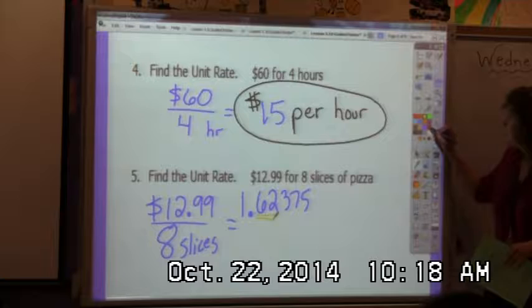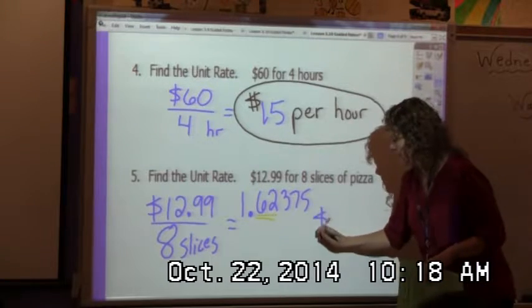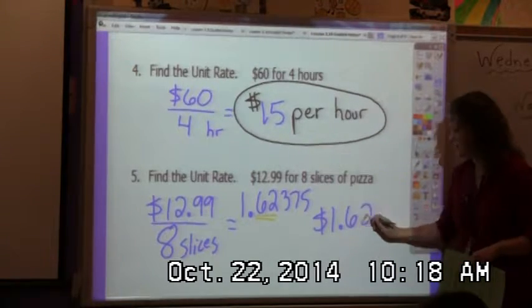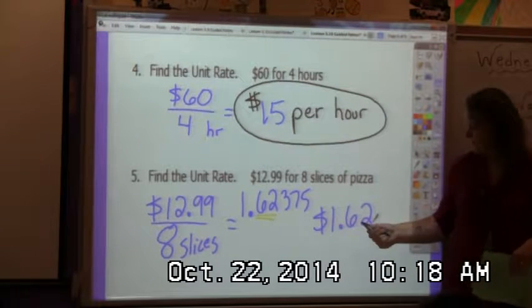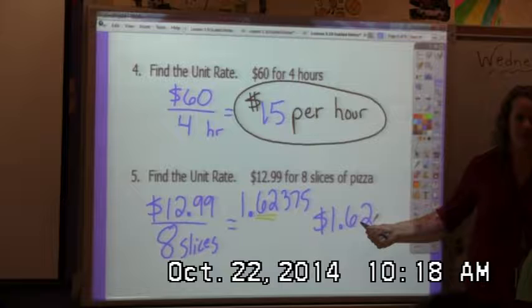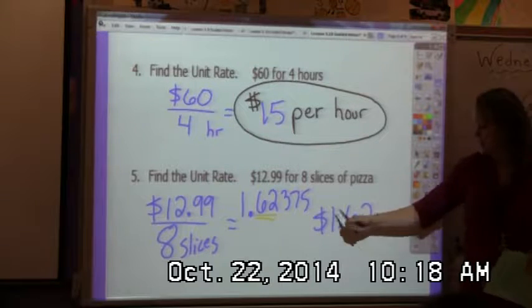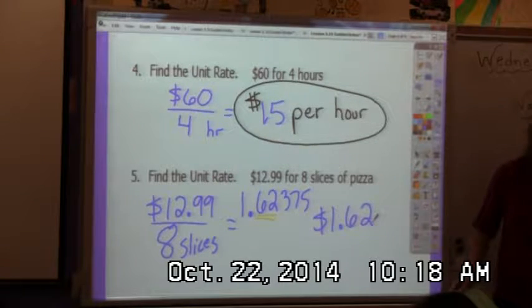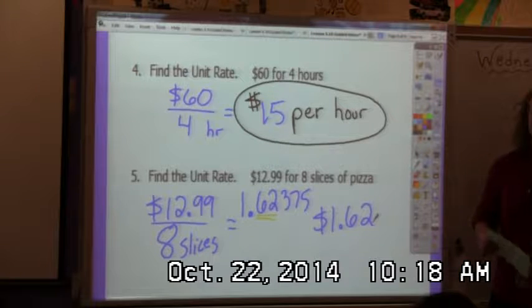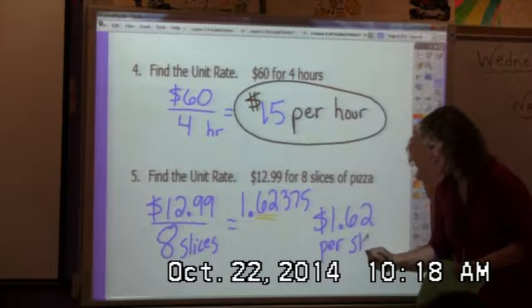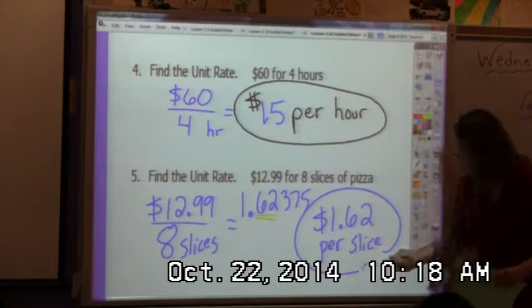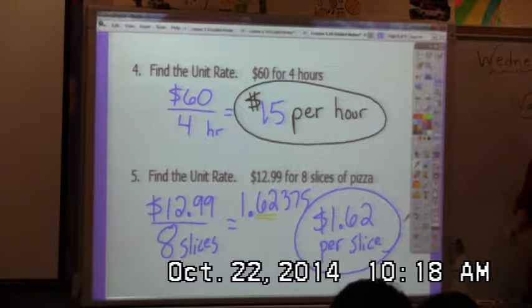All right. So it's $1.62 because that next number was only a 3, so we don't bump it up. Now, if you leave it like that, I can only give you half credit because you don't have enough units here. It's $1.62. Perfect. Per slice of pizza, or just per slice. Please make sure you include those units.